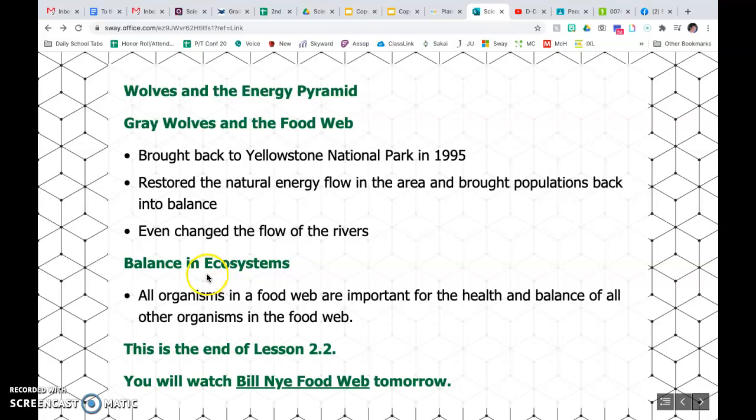So overall, we need to know that there needs to be a balance within ecosystems. All organisms in a food web are important for the health and balance of all other organisms in the food web. So if one thing gets off balance, it throws everything off. For example, when there were no gray wolves left in Yellowstone National Park, it threw everything off, even the flow of the rivers. So everything within the ecosystem is important. There must be a balance.